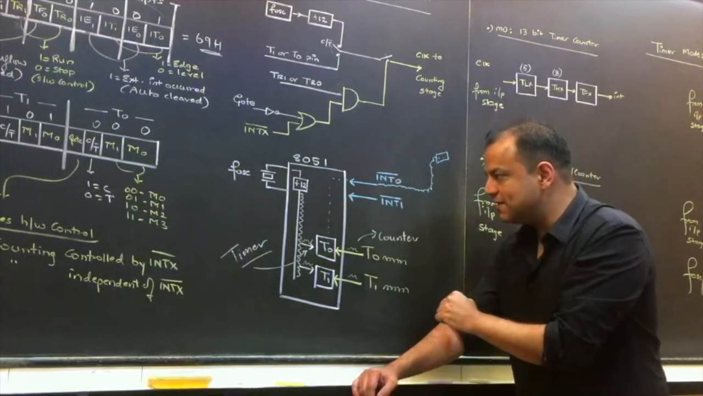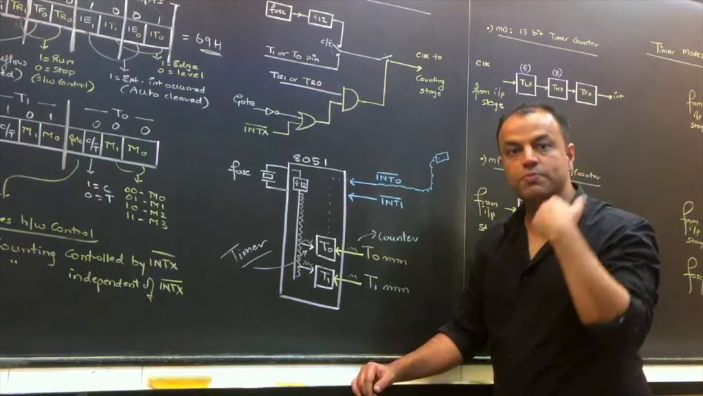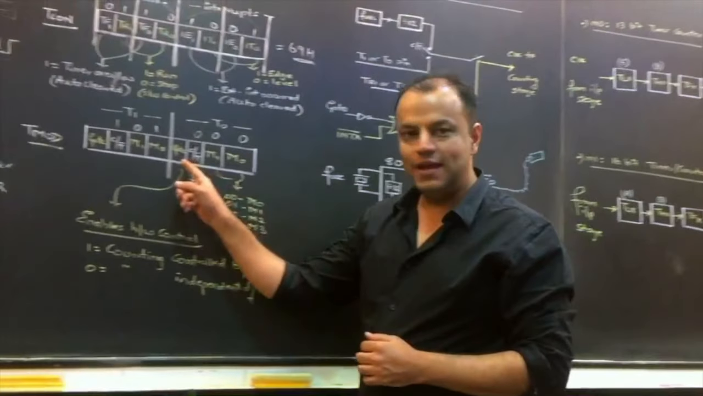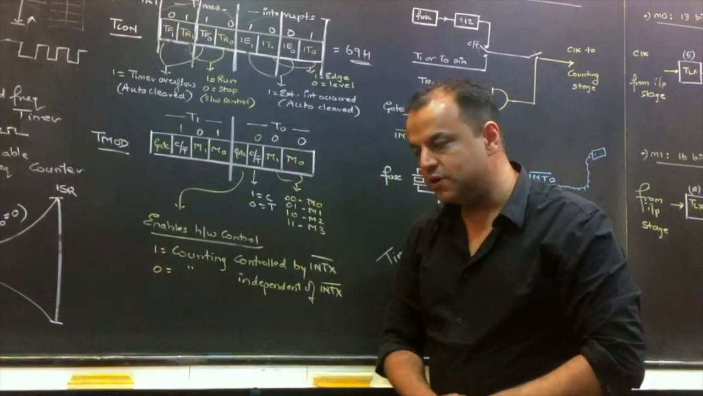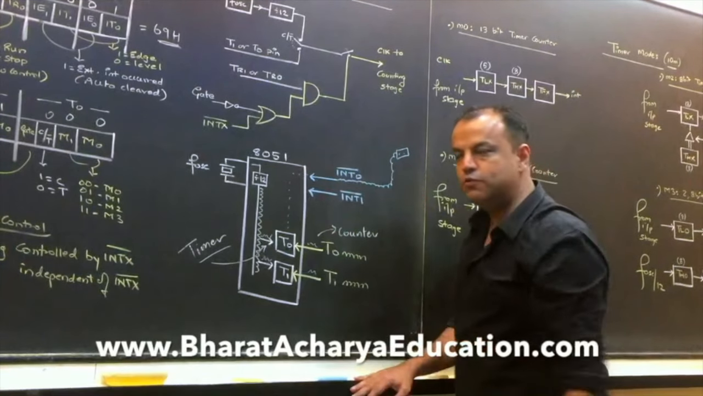You may use one of them as a hardware control pin, one of them as an interrupt, both of them as interrupts, or both as hardware control pins, whatever you want, but you have to make that choice. How do you make that choice? With the help of this bit, GATE. Now if you read this, you'll understand. Gate enables hardware control. Gate decides how you want this pin to function.